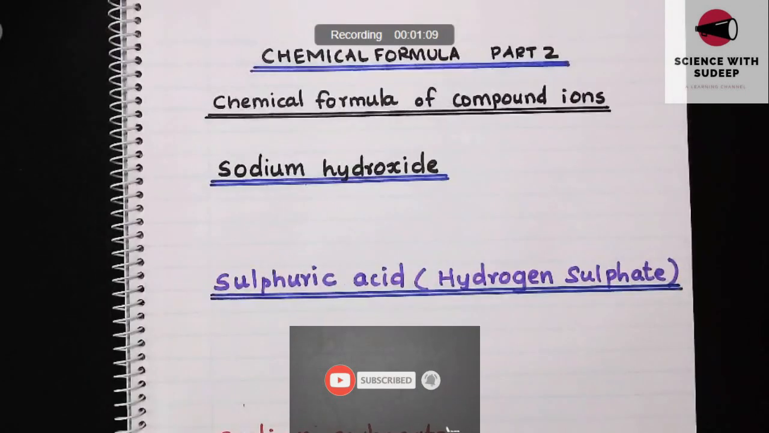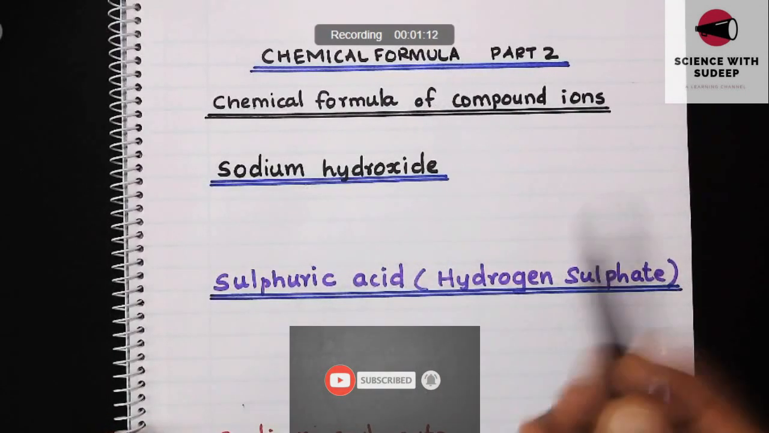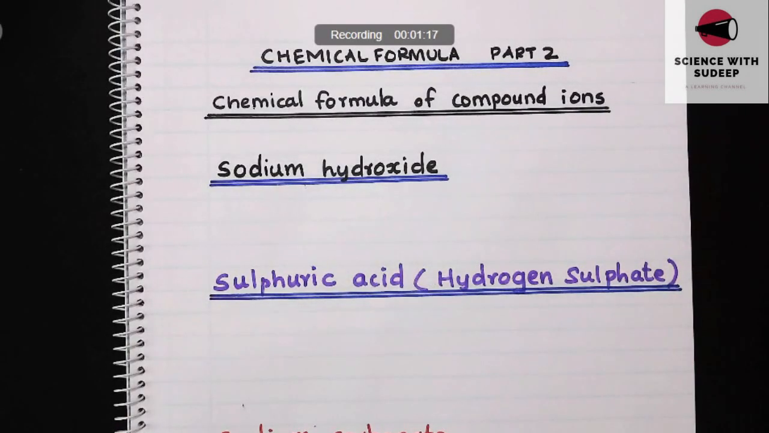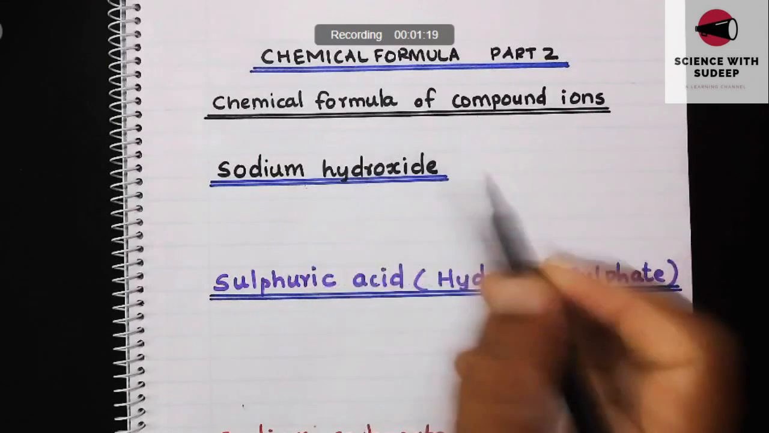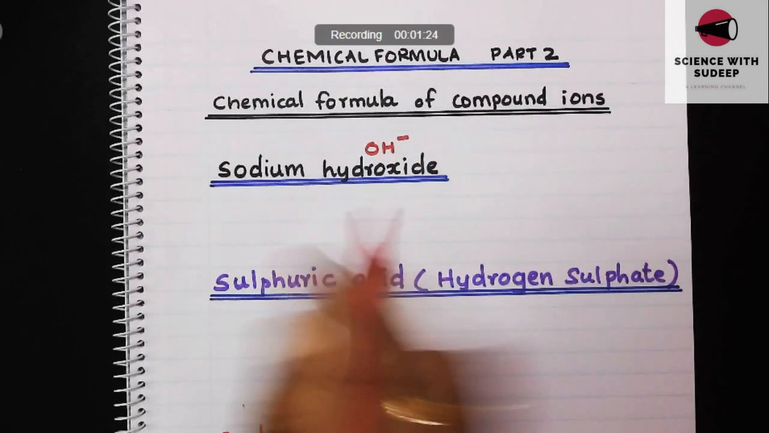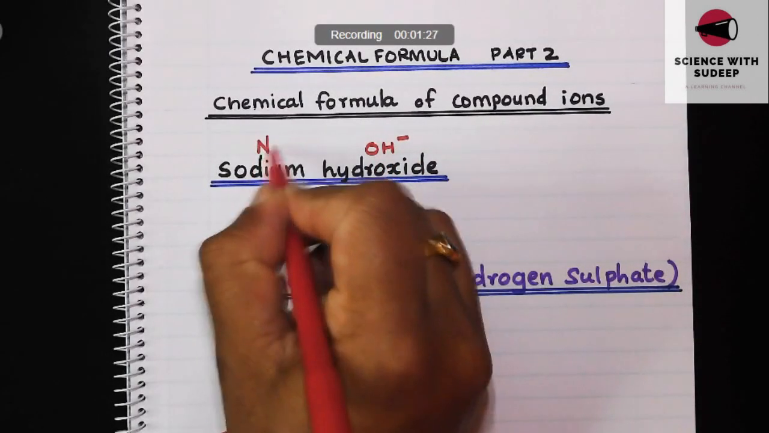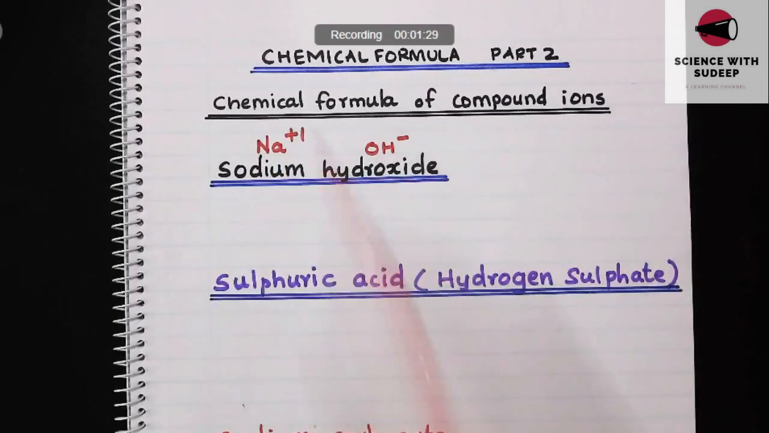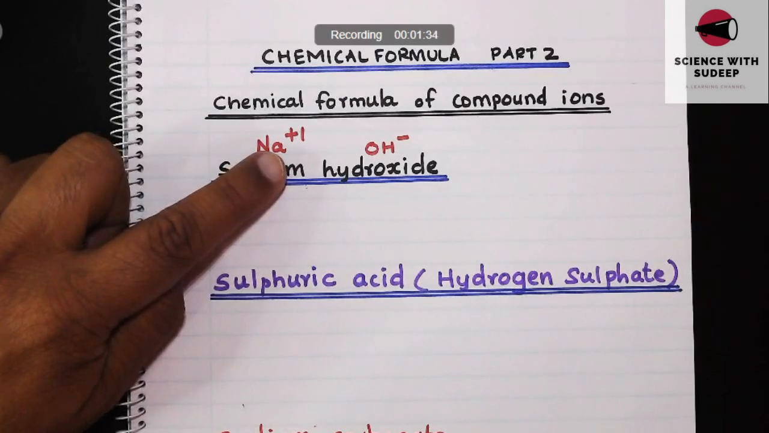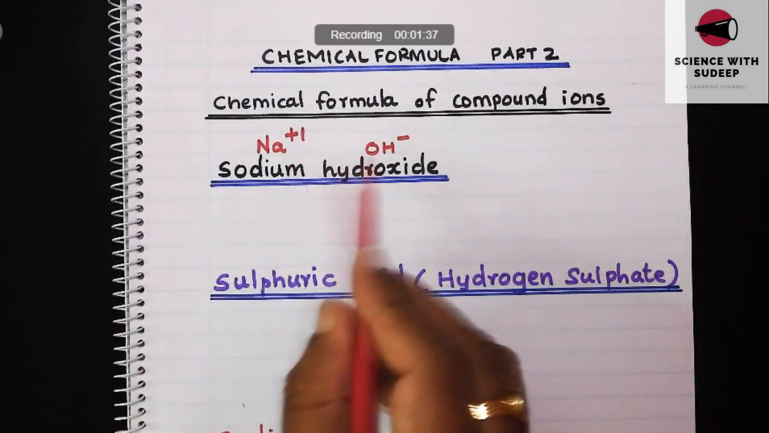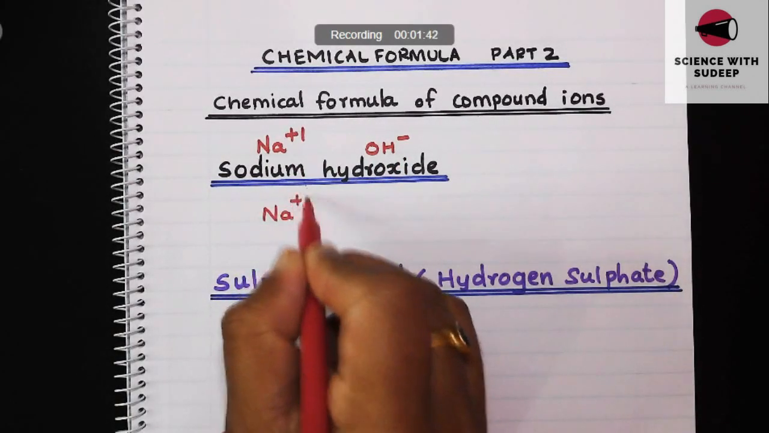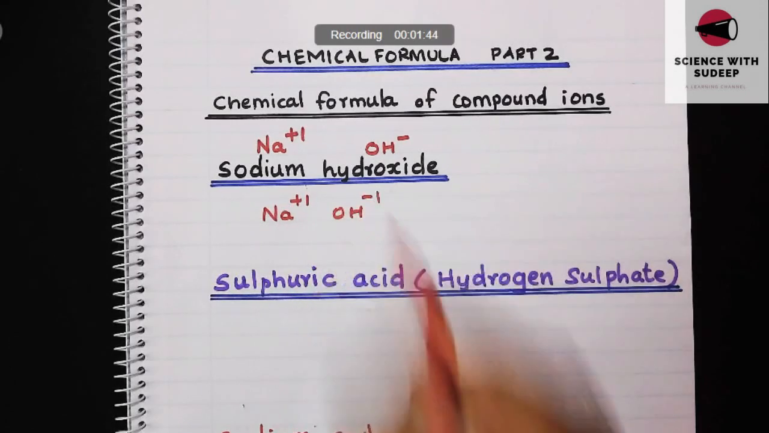The first one is sodium hydroxide. It's a common compound, and here the compound ion hydroxide comes in. The compound ion hydroxide we write in chemistry like this, OH minus. OH minus stands for hydroxide, and sodium is in group number 1, so its valency is +1. Let's write sodium +1, OH -1.